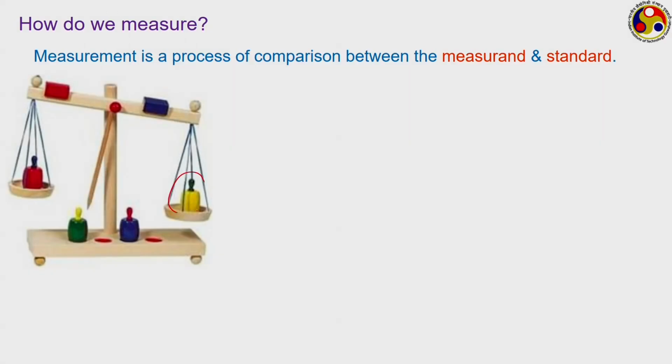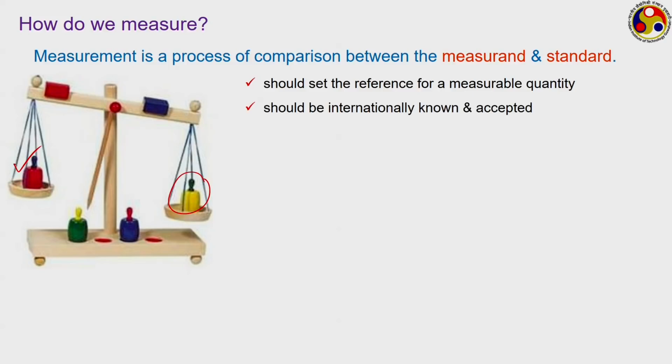Here, if this is your standard, we are going to compare the value of the measurand, or value of the concerned object, with the concerned value of the standard, and by the process of comparison we can get the value for this measurand. A standard should set the reference for a measurable quantity, should be internationally known and accepted, and also should follow a provable mode of comparison during the measurement process.